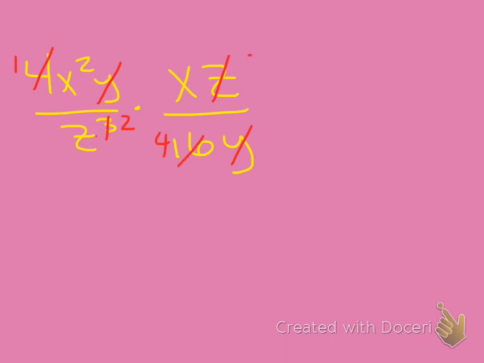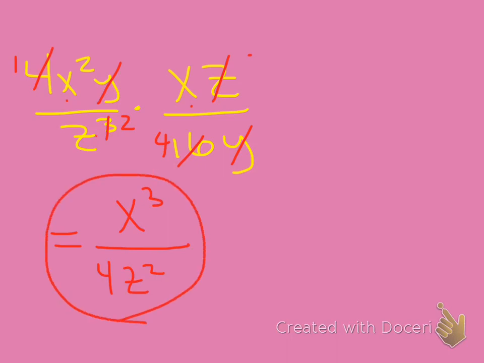The hard part is after all that's done, you have to fend through all of your little crossouts. Here I have an x squared, and another x here and here, and they can come back together as x to the third. And I have nothing left on the top. So then you have x cubed over 4z squared. That's not bad at all.